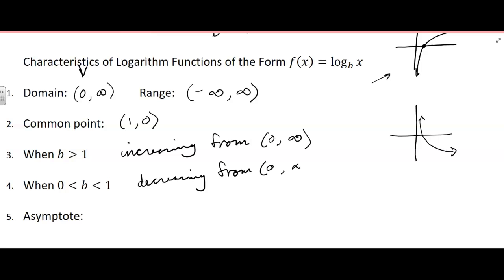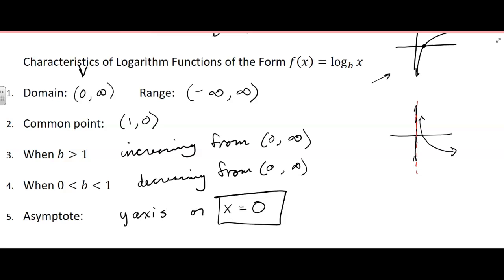From 0 to infinity. Okay, and then the asymptote: it was the x-axis on an exponential function. So for a logarithmic function, it's the y-axis, or x equals 0. So if you want the equation for the asymptote, it's x equals 0. And that is right here. I'll put it in a different color. It's right there. Okay, that's the asymptote.